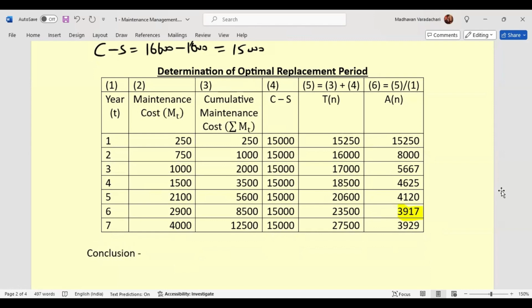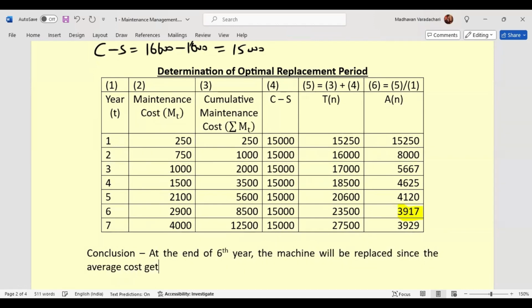Conclusion: at the end of the 6th year, the machine will be replaced since the average cost increases after the 6th year. That will be the conclusion and solution for this particular problem.